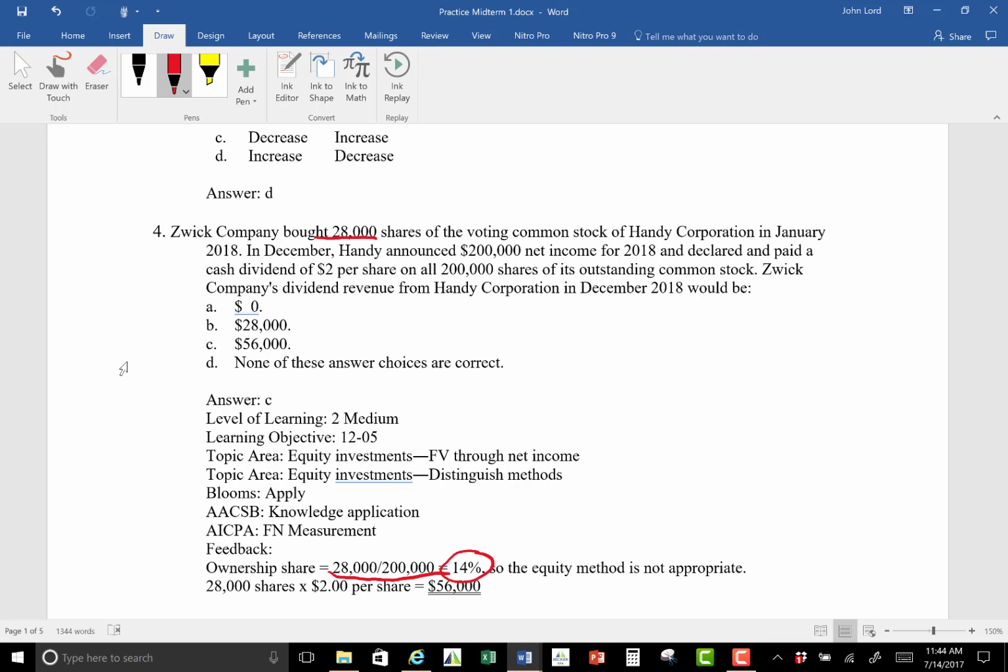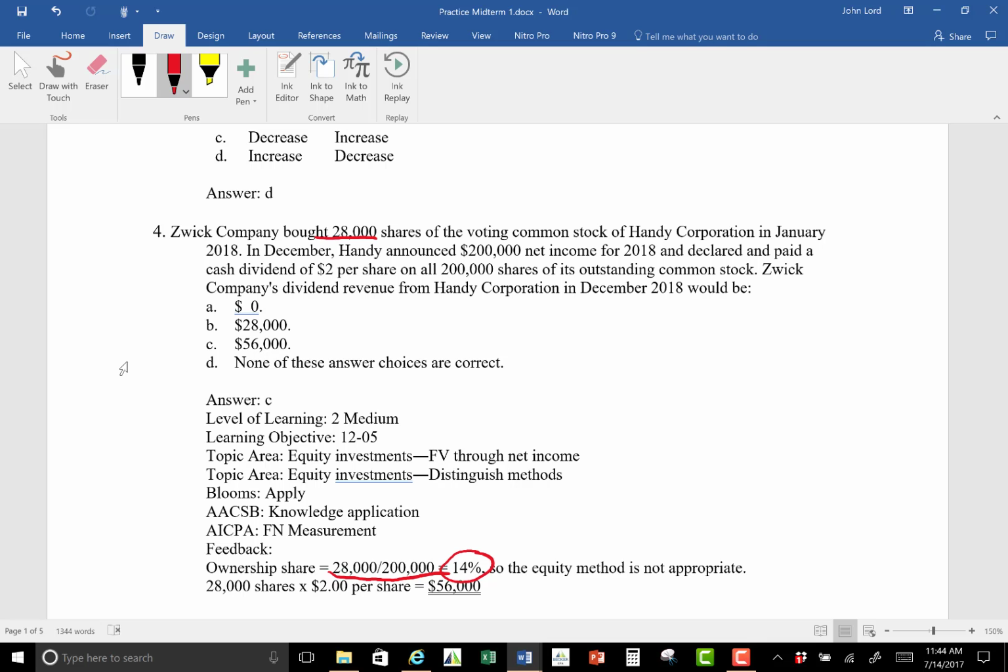Remember, our rule of thumb: I shouldn't say 20% or more, because if we go to 51, we're going to consolidate, right? So if we're 20 to 49.99999, whatever, we would use equity. If we're less than 20, we'll use the fair value through net income approach. And we're down here at 14, right? So if we use the fair value through net income approach, are we going to take a percentage of their net income? That's the equity method, right?